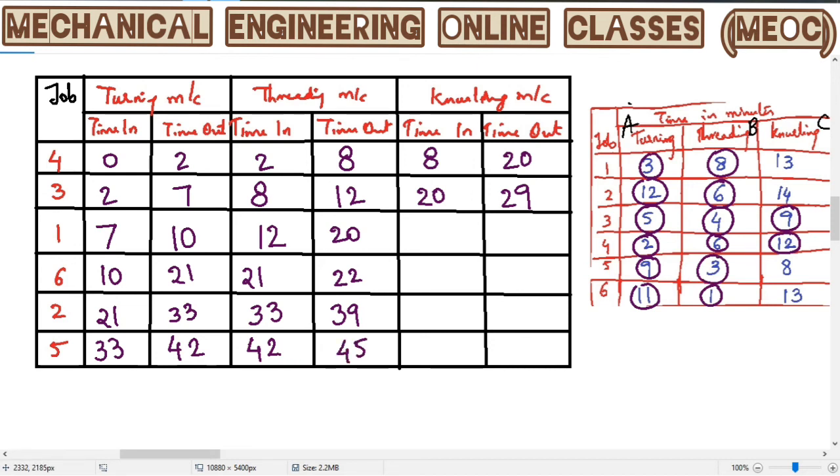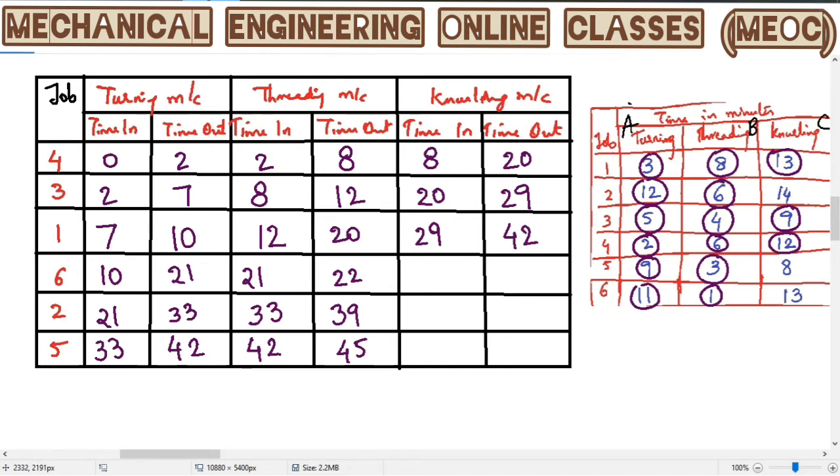Now let us fill these gaps. Job 1 by 10 minutes has completed its work on the turning machine. By 20 minutes its threading operation is also completed. From the 20th minute it can work on knurling, but the knurling machine is busy with job 3 up to 29 minutes. So job 1 will go on to the knurling machine only after job 3 is completed. Job 3 completes at the 29th minute. So from 29 only, job 1 can go on to the knurling machine. How much time does it need? 13. So 29 plus 13 is 42.